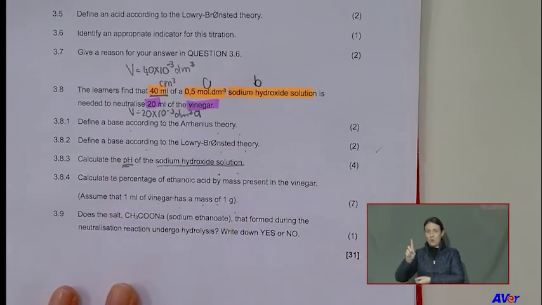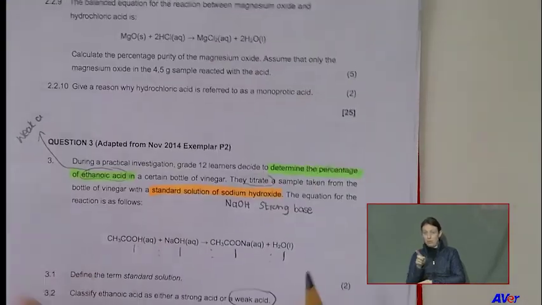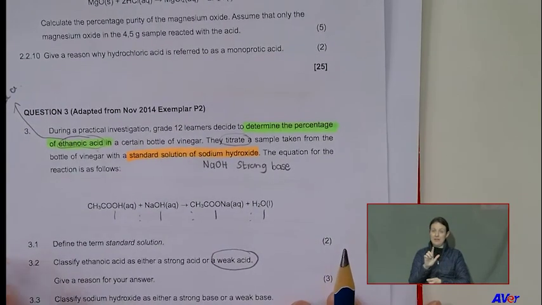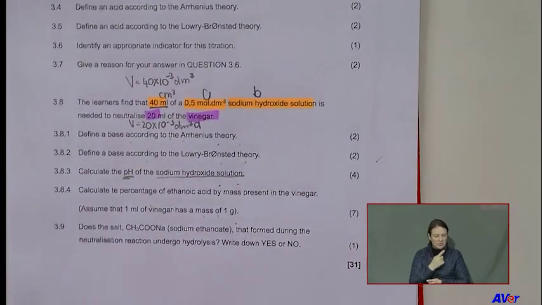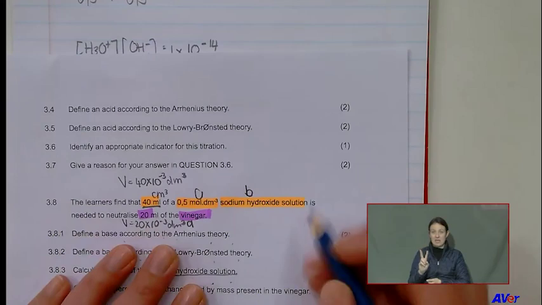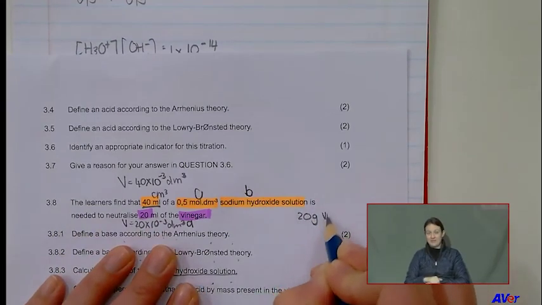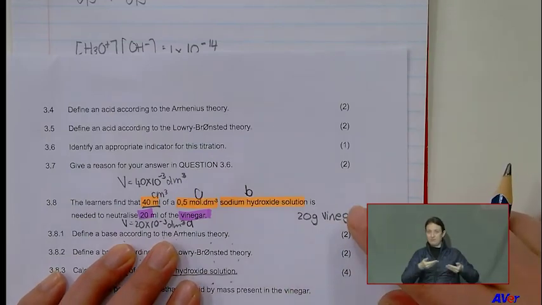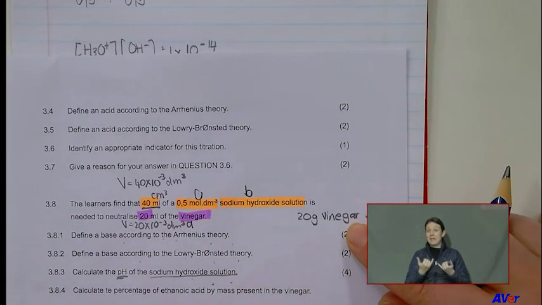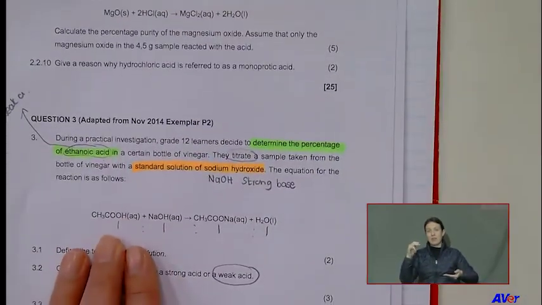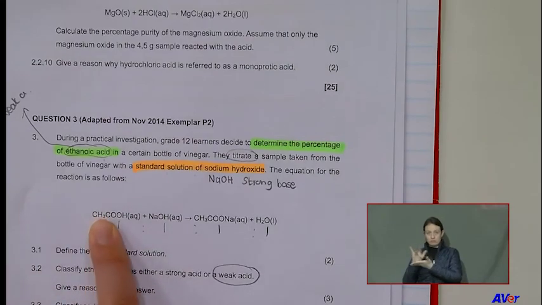Now, because they told us right in the beginning, where did they tell us? There. They told us at 3.8 there, it's 20 milliliters of vinegar. So that also tells me that it's 20 grams of vinegar. So I have the mass of the vinegar. So what I need to do is determine the mass of the ethanoic acid that reacted. And then I just divide it by 20 and multiply it by 100. Then I have the percentage.